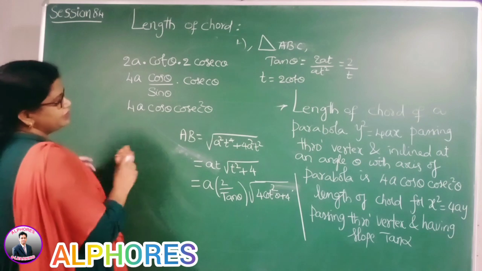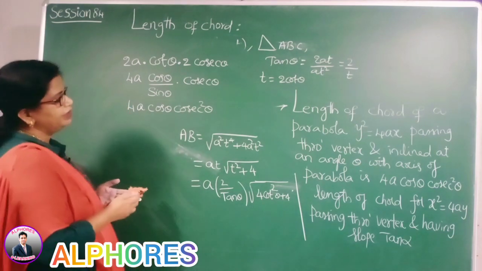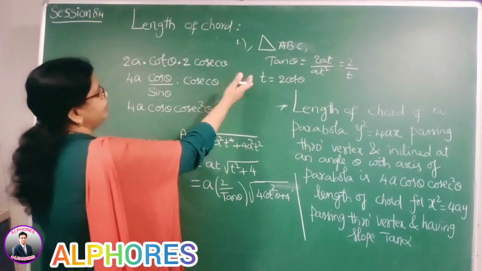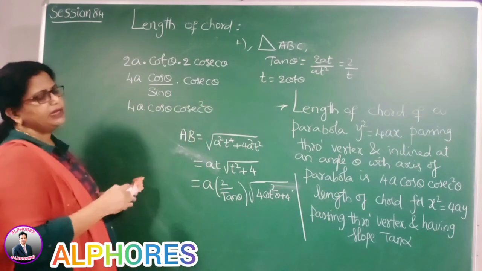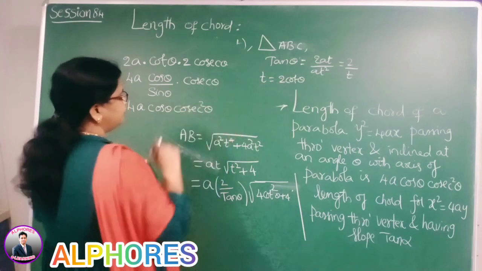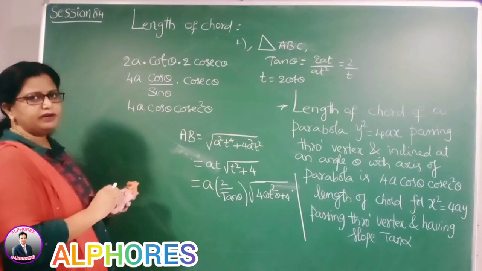Hence what we got, students, from this one, actually, it is not a big problem. It is just based on the distance formula, and at the same time taking tan theta from the right angle triangle, and thereby we substituted t as 2 cot theta in this one, thereby you got this type of value.